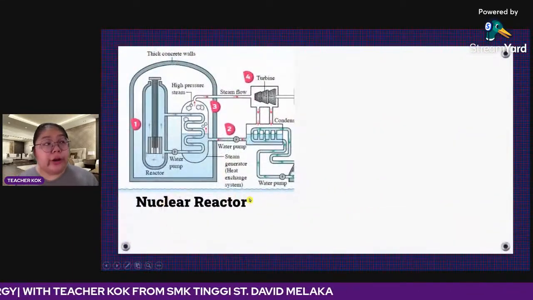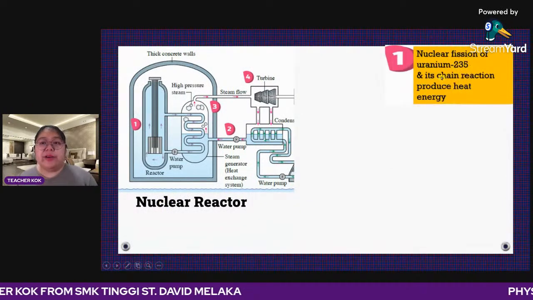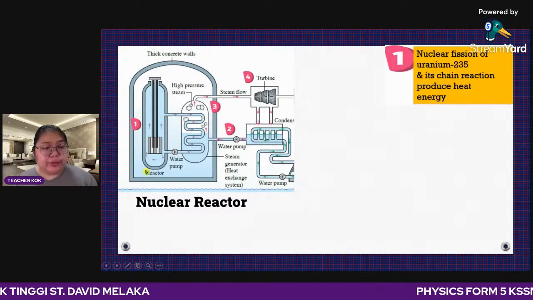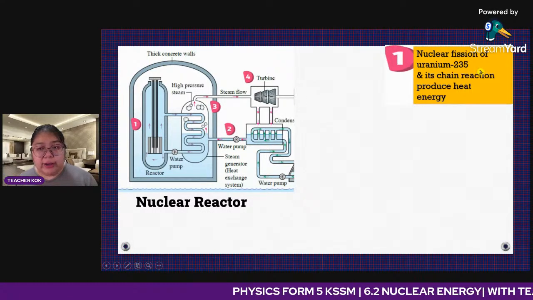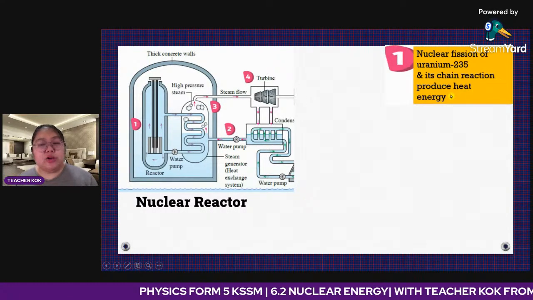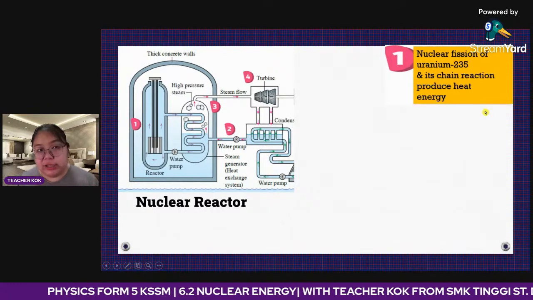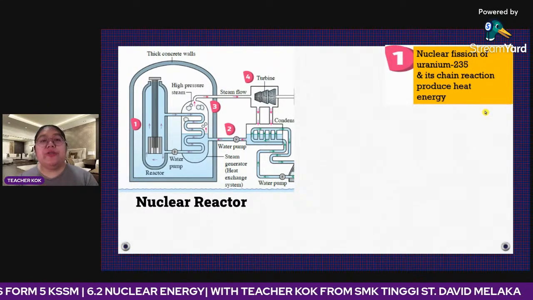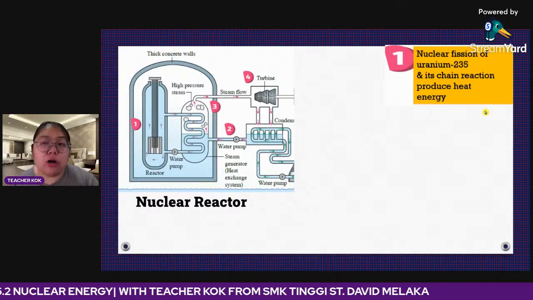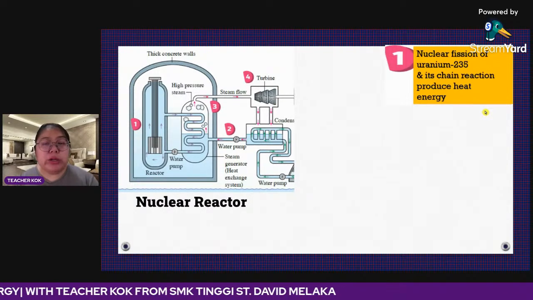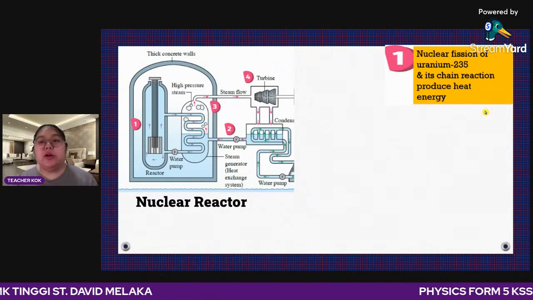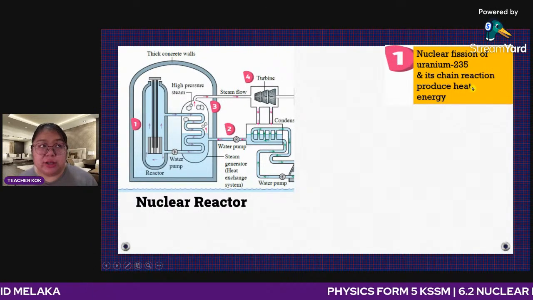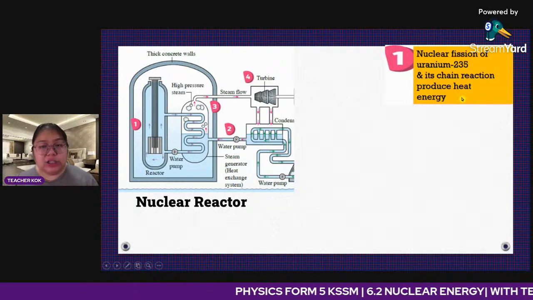Okay, let's see the nuclear reactor first. The first part is nuclear fission. Nuclear fission will happen here with the uranium-235. Then a chain reaction is also produced. Remember the chain reaction I told you about just now? Nuclear fission repeated and repeated is called a chain reaction. With only one nuclear fission, the energy is not enough. They must repeat it, so we call it a chain reaction. They produce heat energy.